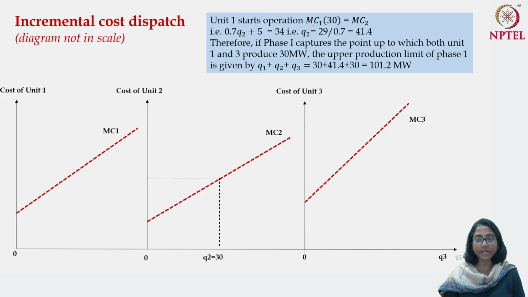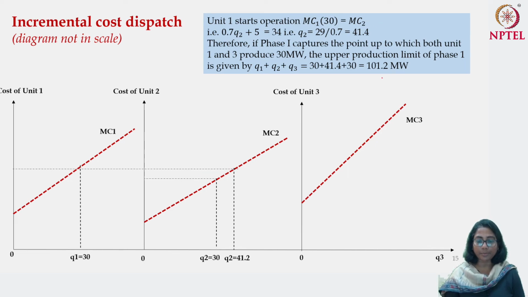So unit 1 starts operating where the marginal cost of producing 30 units is equal to the marginal cost of the second plant, whatever it produces. So what we are saying is that up to this Q2 equal to 41.2, whatever is produced will be produced only by the second unit, because if you produce anything here, then the marginal cost of the first unit will be more than that of the second unit. The moment the second unit produces Q2 equal to 41.2, beyond that the marginal costs are equalized.